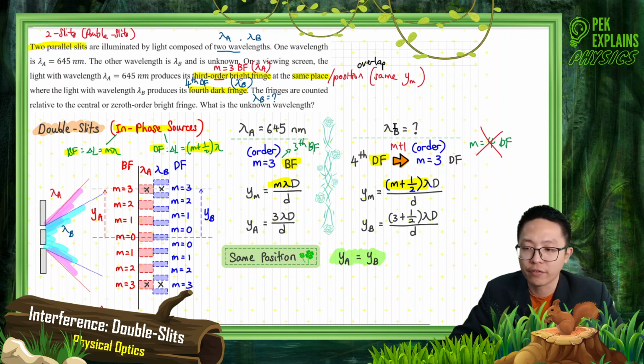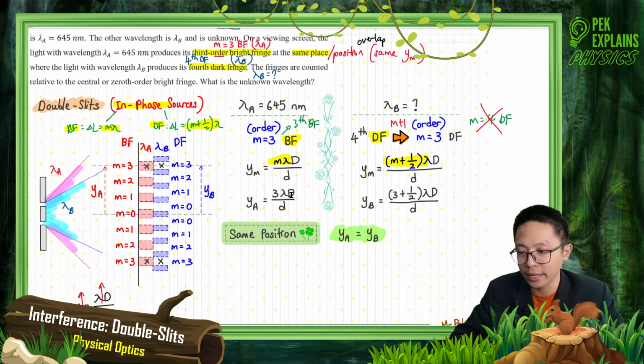And then for lambda B is about dark fringe. I use the dark fringe formula, m plus half lambda. And then fourth dark fringe is actually the third order because it's m plus 1. So I substitute m with 3, not m with 4. I substitute m with 3. I substitute already. Now I got the formula for YA and YB.